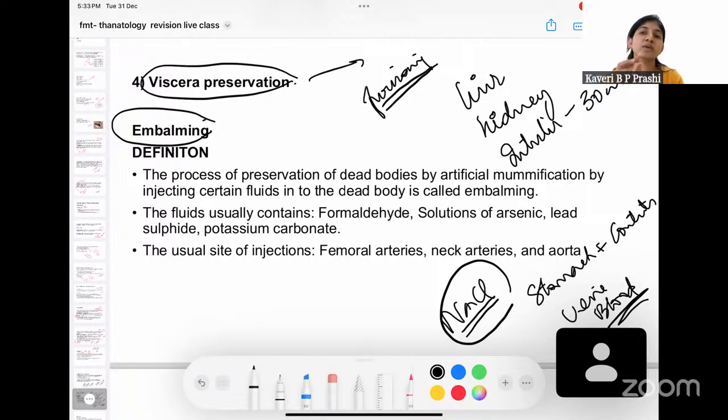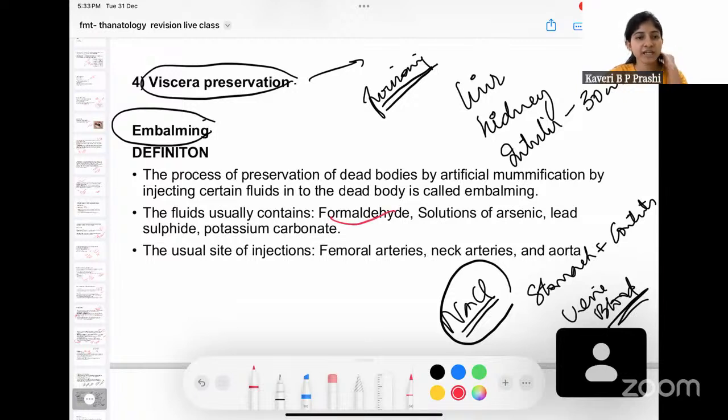Now, when we artificially try to create a mummy, it's called embalming. And how do we do it? We do it by injecting certain fluids in the dead body. Okay. And what are the fluids? We usually use formaldehyde, solutions of arsenic, lead sulfide, and potassium carbonate. And formaldehyde is the most important one that you have to remember.